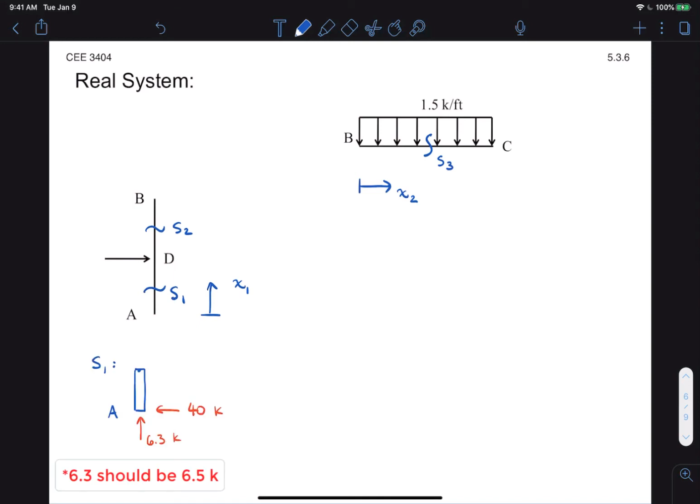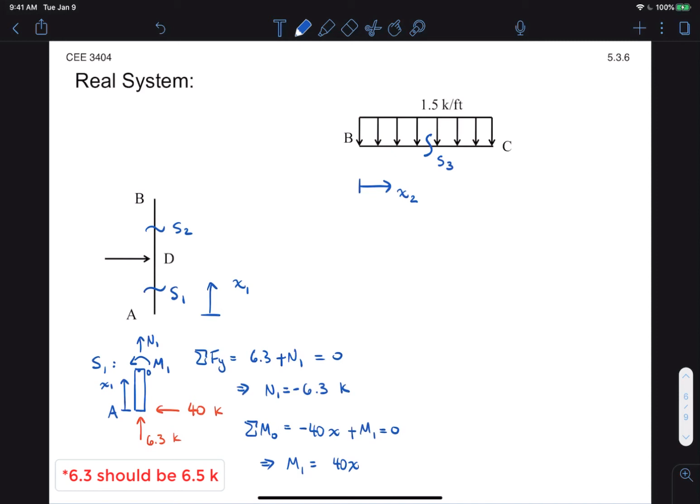Okay, so let's start with section 1. My constant of integration is x1 here. And now we're interested in both internal moments and axial forces, so I need to solve for both of those. And I'll use my positive conventions here, M counterclockwise and N1 in tension. So solving for both of those, I get the following results.